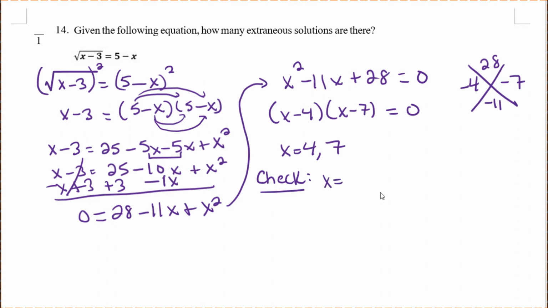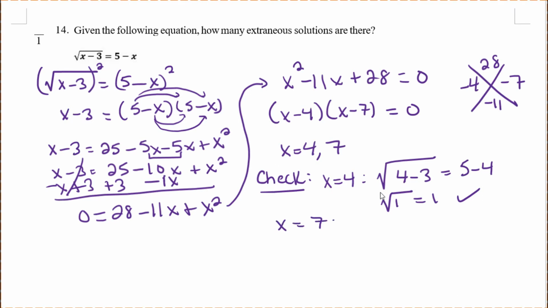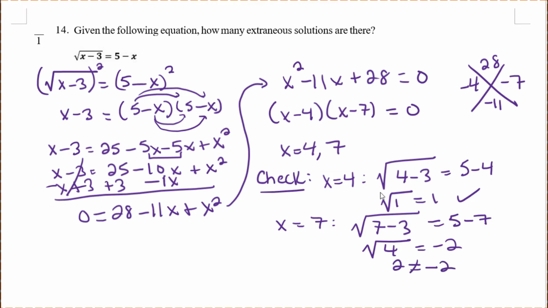We're going to plug in x equal to 4 first. We're plugging it into the original: square root of 4 minus 3 equals 5 minus 4. So we have square root of 1 equals 1, which is true. Let's check x is equal to 7. Square root of 7 minus 3 equals 5 minus 7. So square root of 7 minus 3 is square root of 4, which is 2, and the right side is negative 2. So 2 does not equal negative 2, which means this is not a solution. So the final answer is simply x is equal to 4.